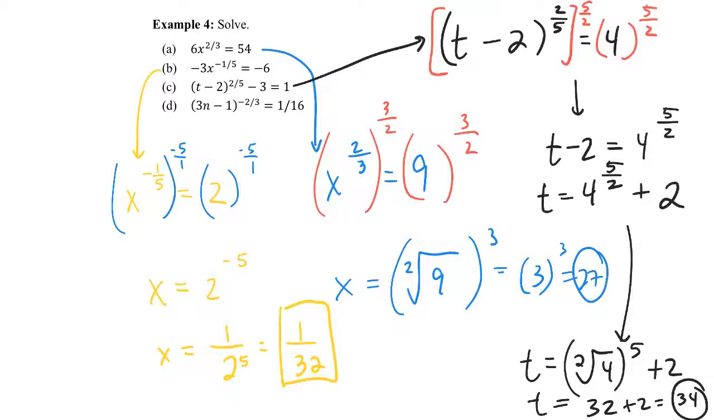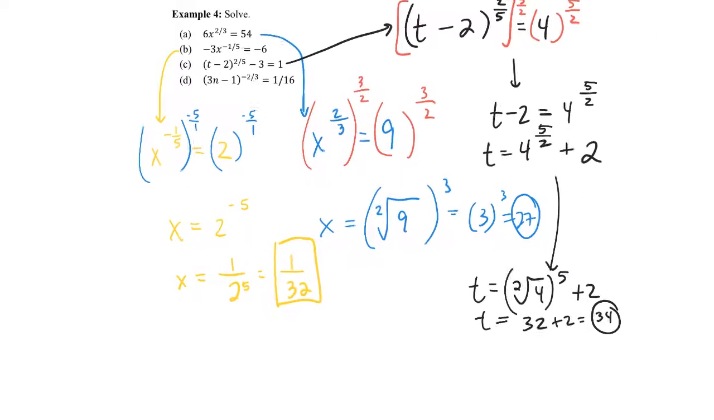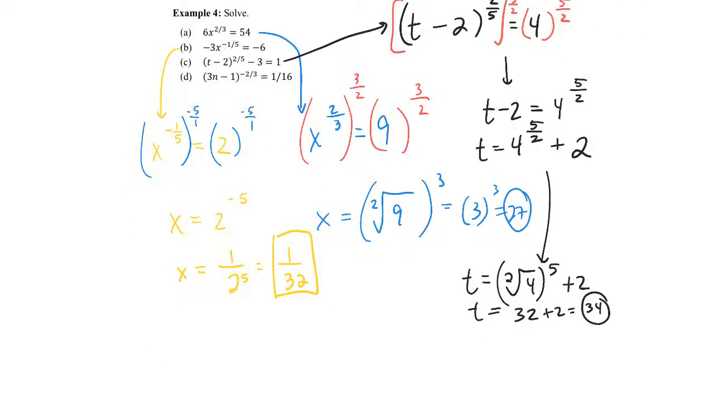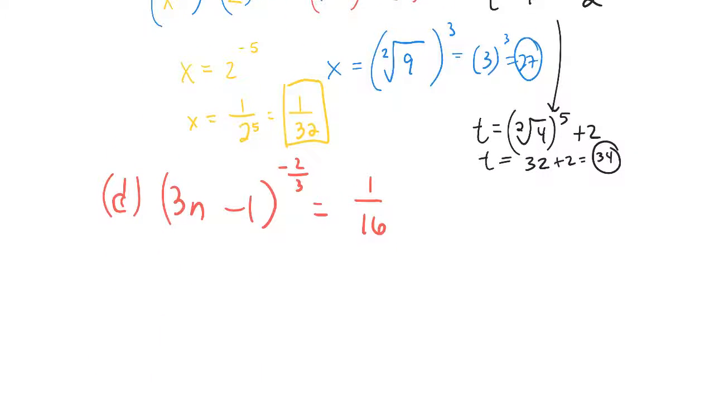So let's use u substitution for part D. You don't need to. If you don't like to, just do it the regular way. But I'm going to do it. Okay, part D, I've got the following: 3n minus 1 as a quantity to the negative 2/3 equals 1/16. So I'm just going to start with that to write it down. Now, if I want to use u substitution, I let u equal whatever's on the inside.